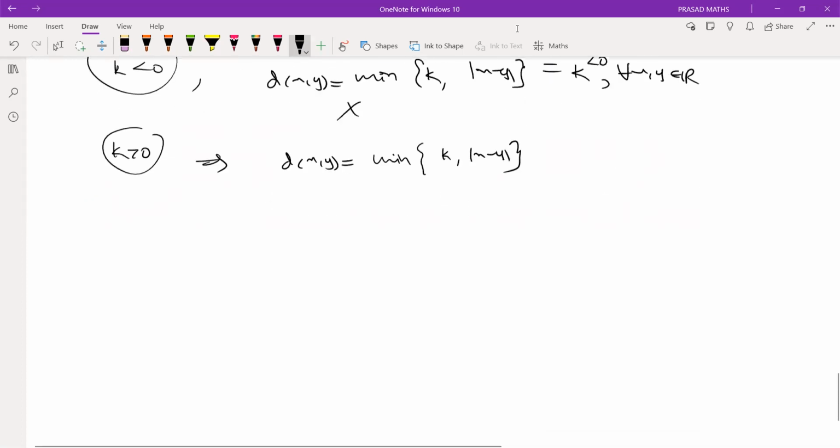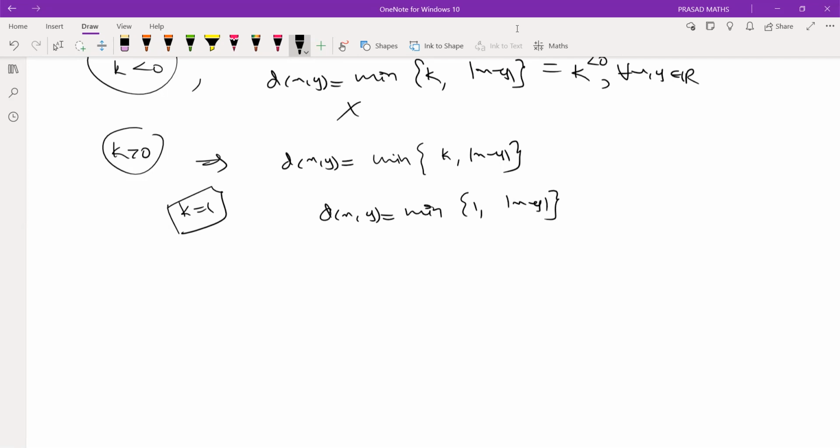To counter this argument, for convenience, for understanding the problem very trivially, I'm going to take k equals to 1. Then I can extend this idea to k, any positive real number. So what is my d of x comma y? It is nothing but the minimum of 1 comma mod of x minus y. Once you prove the result for k equals to 1, automatically the result is true for k positive.